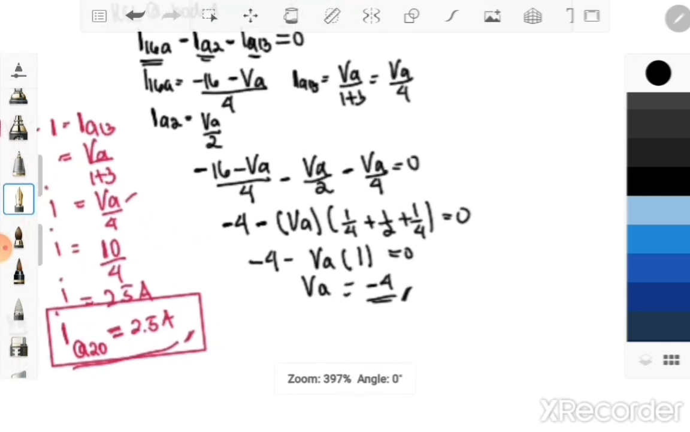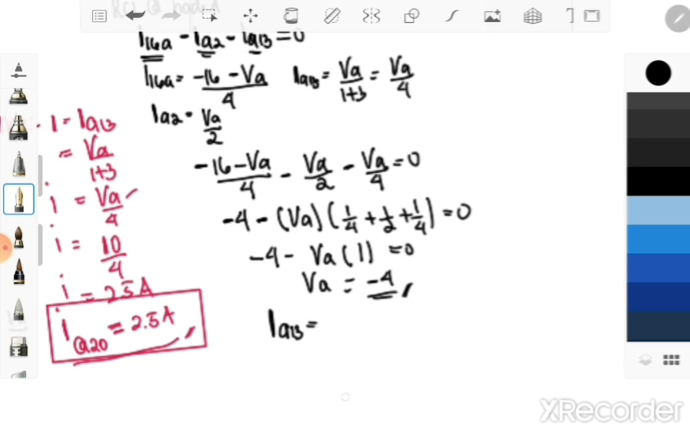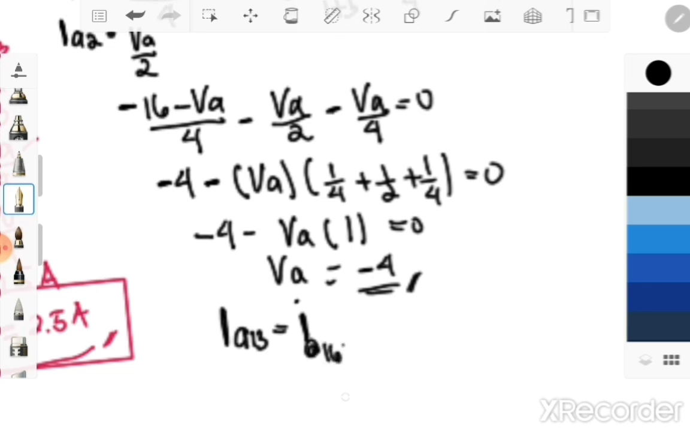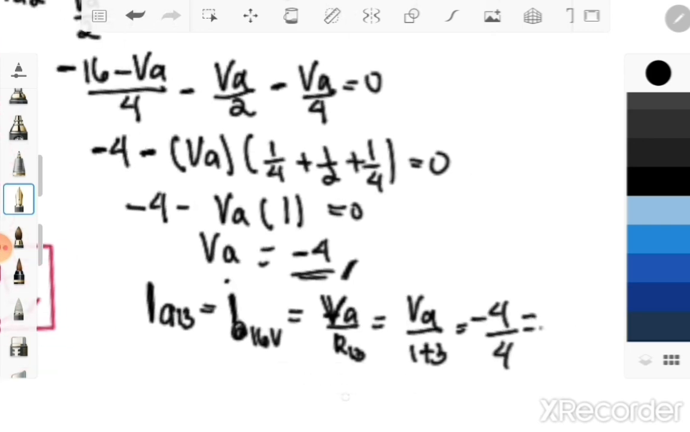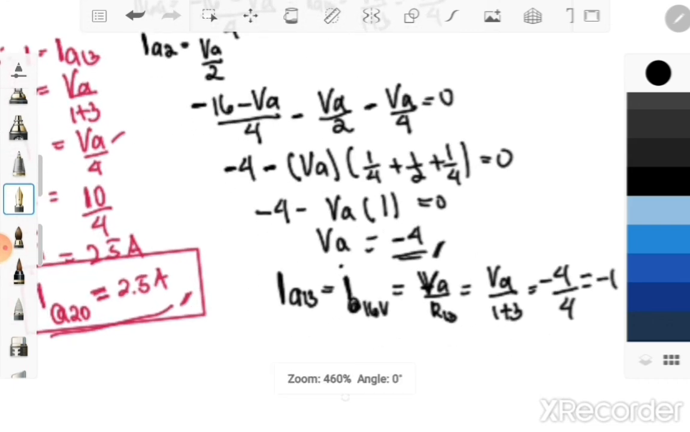So the value of our IA13, which is equal to your I at negative 16 volts, which is equal to VA all over our R13, which is basically equal to VA all over 1 plus 3, which is equal to negative 4 divided by 4. Therefore it is equal to negative 1. So therefore our IA at 16 volts is equal to negative 1. Right?